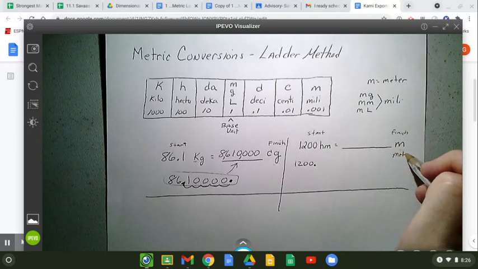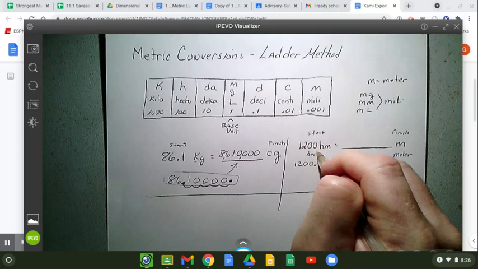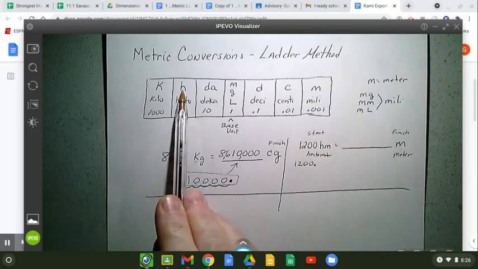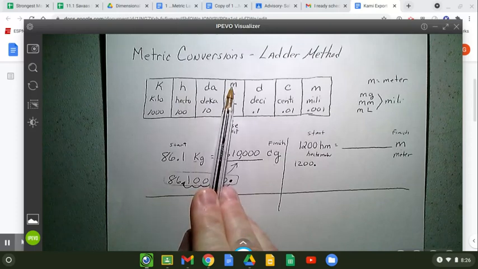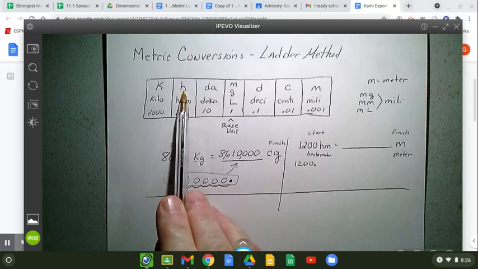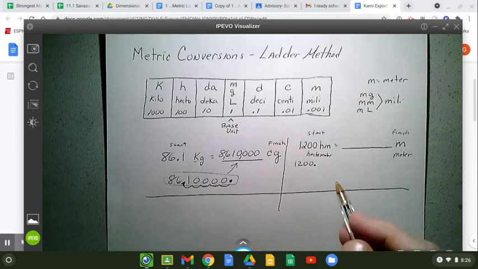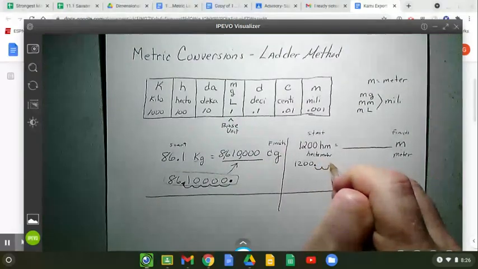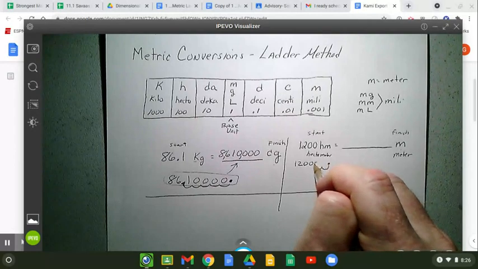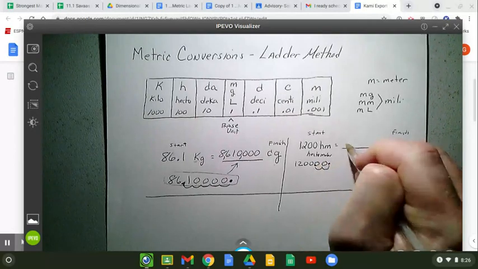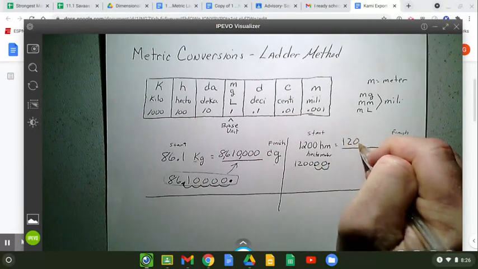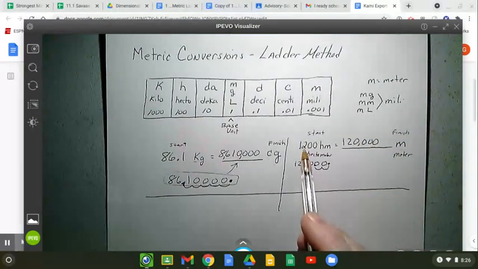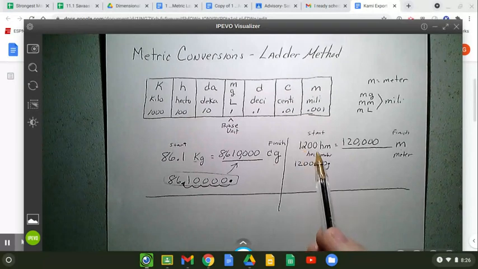We have meter and we have hectometer. So here's hecto, and here's M by itself, meters. So we're only going to jump twice: 1, 2. That means I'm going to move my decimal point twice: 1, 2. Put the new decimal point there, fill it up with the 2 zeros. And now I have 120,000 meters, which is the same as 1,200 hectometers.